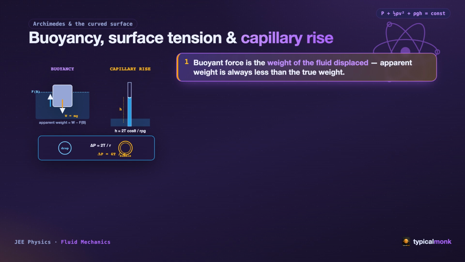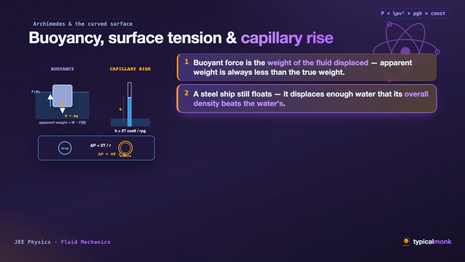Buoyant force is nothing but the weight of the fluid a submerged object pushes out of the way. So apparent weight in a fluid is always less than the true weight, never more. John once assumed a solid block of steel could never float, and yet a steel ship does, simply because its hollow shape displaces enough water that the ship's overall density beats the water's.